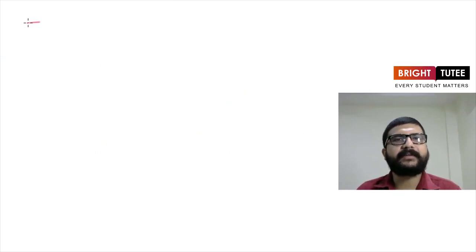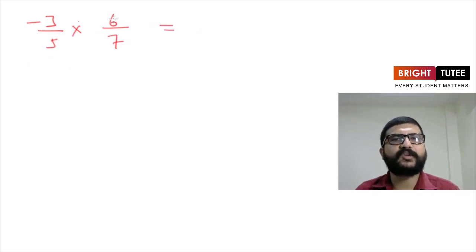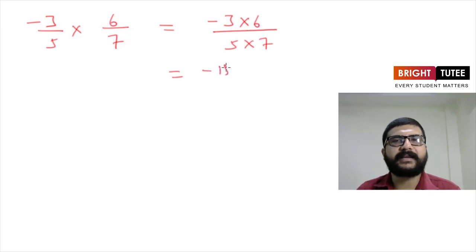For example, we are having minus 3 upon 5 into 6 upon 7. Now we have to multiply these two rational numbers. What we will do, we will multiply numerator with numerator, that is minus 3 into 6, upon denominator into denominator, that is 5 into 7. Now what is minus 3 into 6? It is minus 18, upon 5 into 7 is 35. So minus 18 upon 35 is the answer.